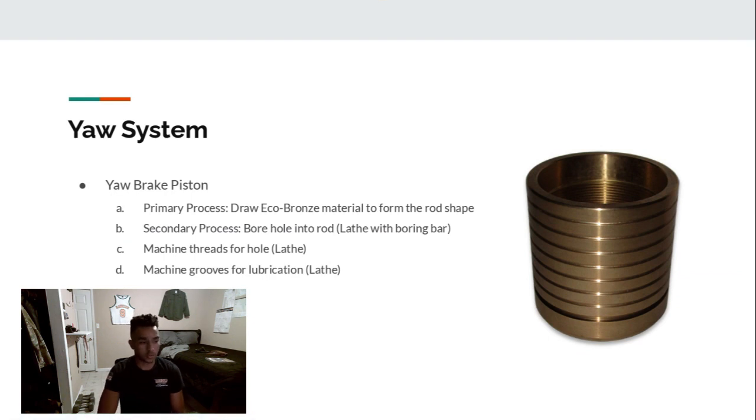Alright, so for the production analysis, I've decided to focus on the yaw system's yaw brake piston. For the primary process, it's going to be to draw the bronze material to form the rod shape. The secondary process would be to bore a hole into the rod using a lathe with a boring bar. The next step would be to machine the threads for the hole using a lathe. And the last step would be to machine the external grooves into the piston exterior in order to allow for lubrication. This would also be done with a lathe.